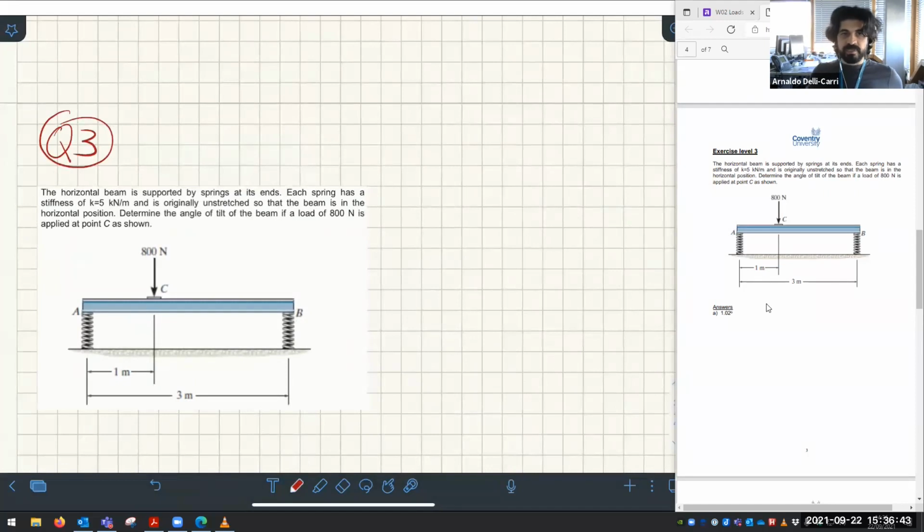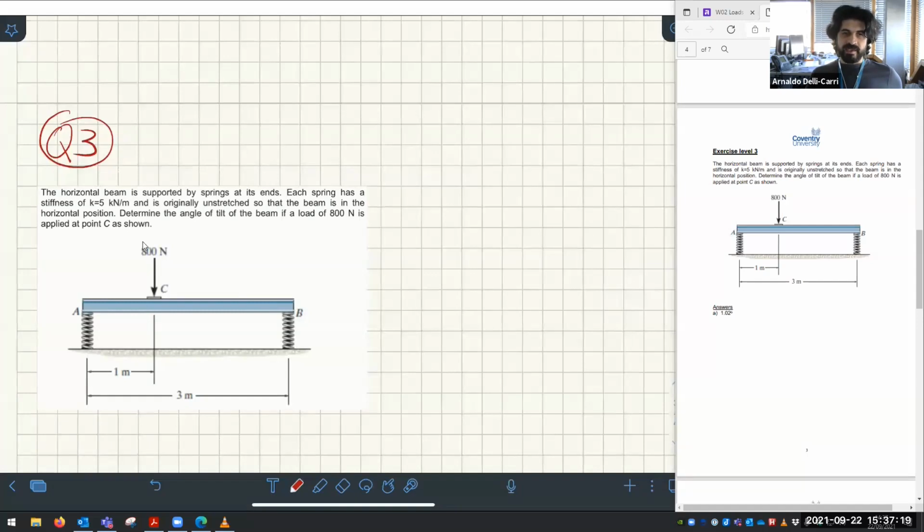The horizontal beam is supported by springs at its ends. Each spring has a stiffness of 5,000 Newton per meter. So 5 kilonewtons per meter means 5,000 newtons per meter, and is originally unstretched so that the beam is in the horizontal position. So what we are witnessing here is the unstretched position, the position before deformation.